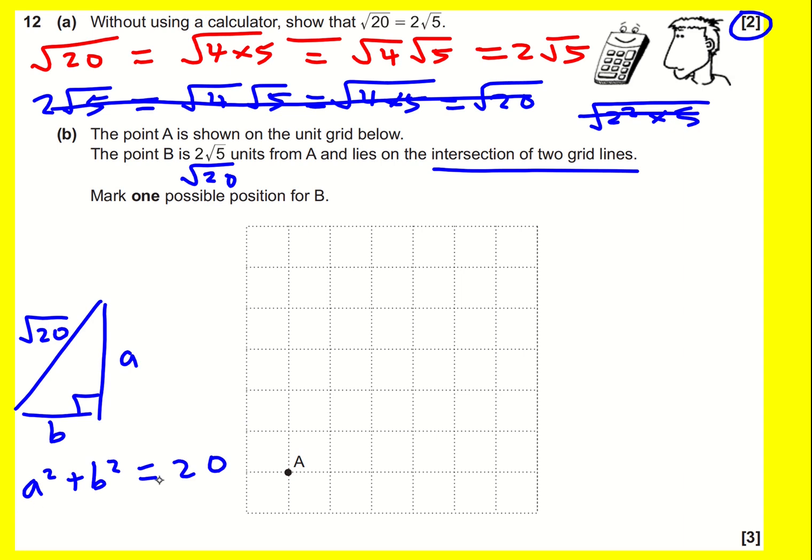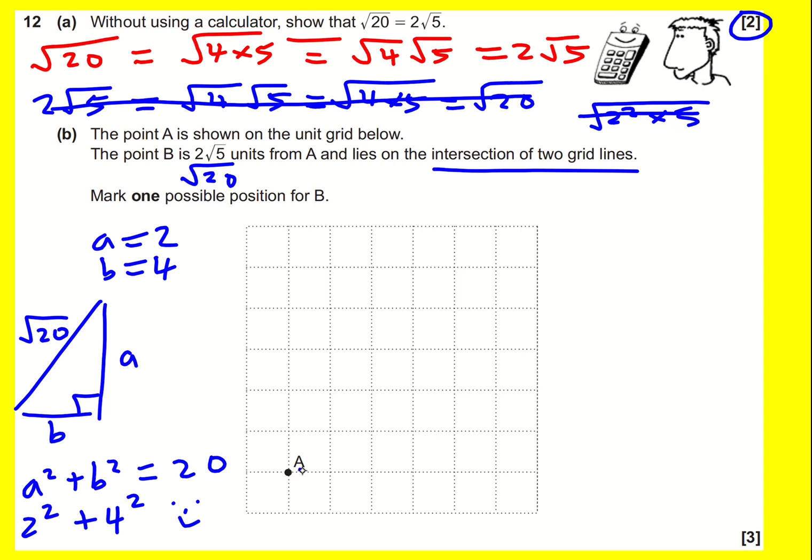If we try some numbers, well, 3 squared is 9. I'd need to get 11 somehow. That's not going to be a whole number. But if I do 2 squared, that's 4. If I then do 4 squared, that works. So basically, I can let A equal 2 and B equal 4, for example, or vice versa.